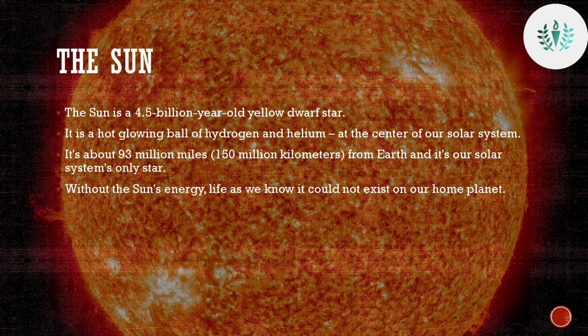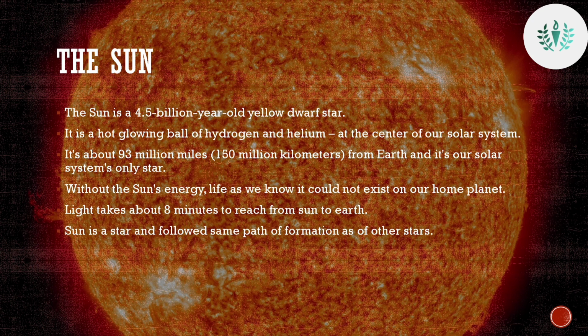So the whole existence of our Earth depends upon the energy that is coming from the sun in the form of light. Light takes about 8 minutes to reach us from the sun. The sun is actually a star, and it has followed the same path of formation as other stars. That path is discussed in the next slide.